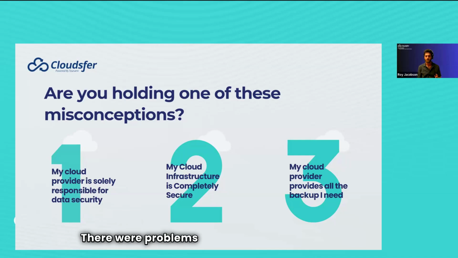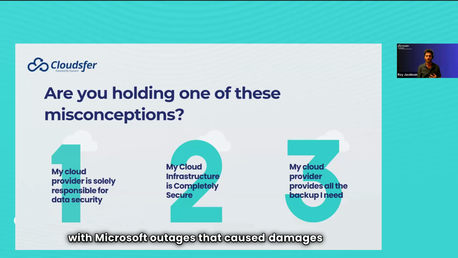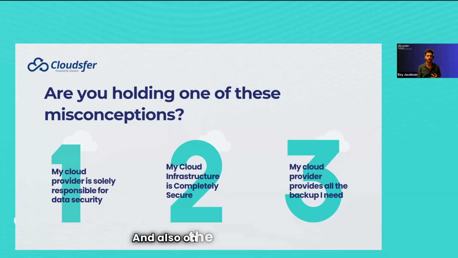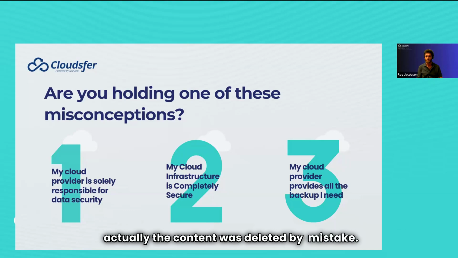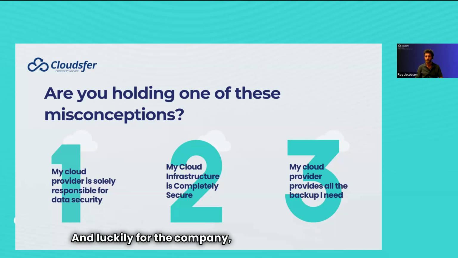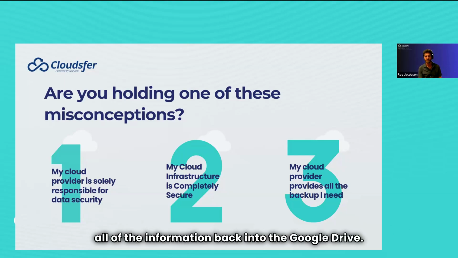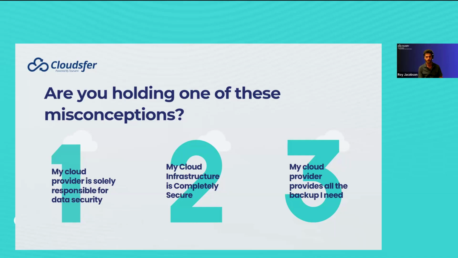There were problems on Google. There were problems with Microsoft, outages that cost damages and timeouts. And also on the Google side, there was a very big company where content was deleted by mistake, and luckily for the company, the restoration and backup process was in place, allowing them to take all of the information back into Google Drive, but it's something which took 2 weeks.